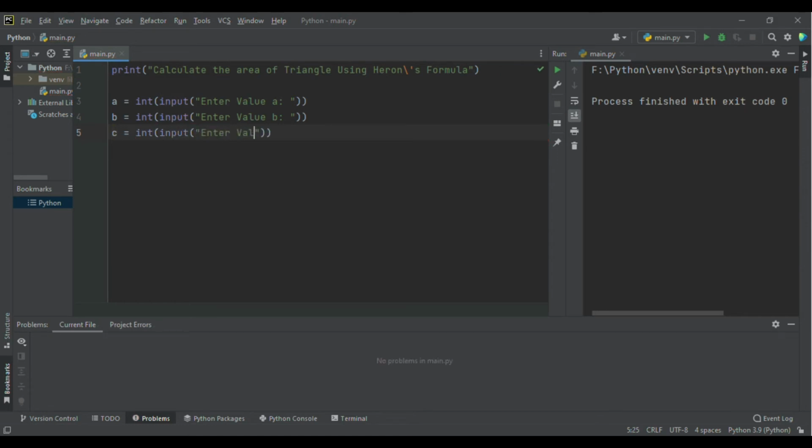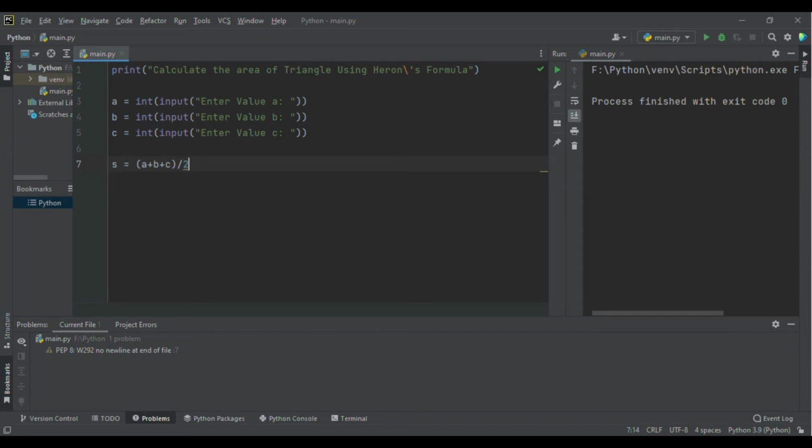Okay, after that we will take the average of the three sides, which is a plus b plus c. We are assigning a value to the s variable, and then divided by 2. Okay, this will give the quotient of the following, and we are taking out the average also.